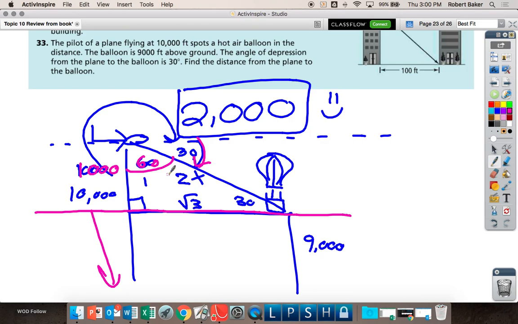Anything else? What else do you need? So the hypotenuse is the distance. The hypotenuse is the distance from the balloon to the airplane, 2,000 feet.